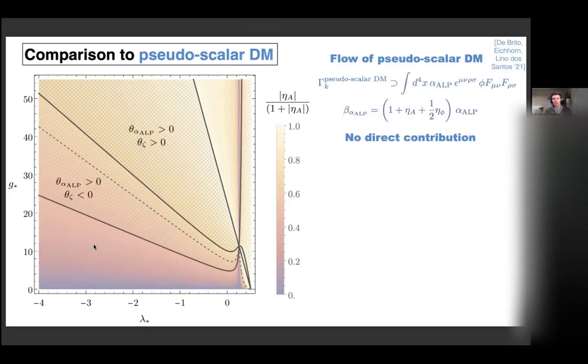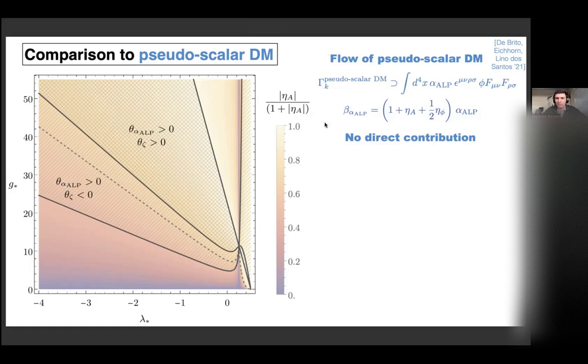So now coming back to the 2021 computation for pseudoscalar dark matter, we also compare. Now we forget about the mass, but we made essentially the same plot where we compared the relevancy of the 2 dimension 5 operators, one with pseudoscalar dark matter, one with scalar dark matter, which is called alpha alp.